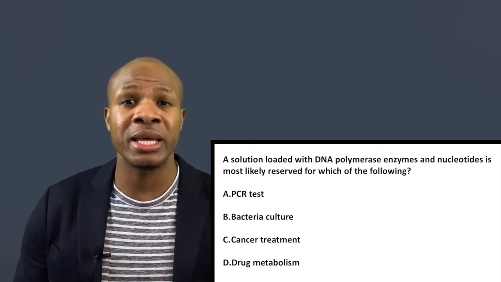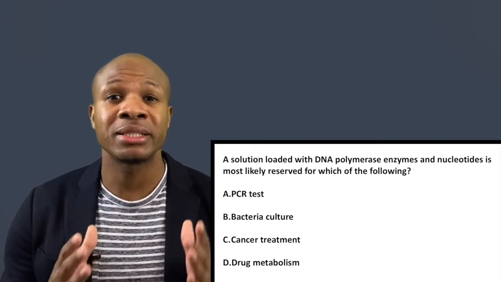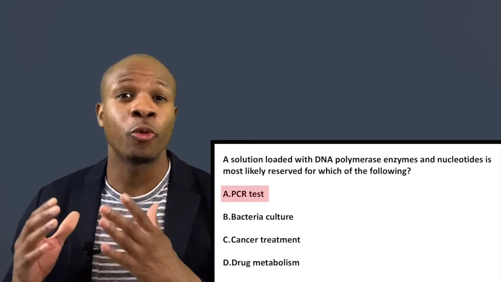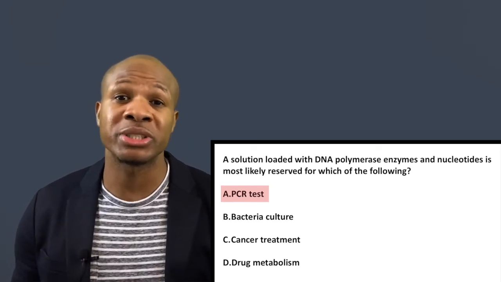We replicate DNA to amplify the DNA of a certain organism so that we can detect it. And the type of test that allows us to identify a certain organism is a PCR test, which stands for polymerase chain reaction. So the correct answer will be answer choice A, a PCR test. All right, so there you have it.